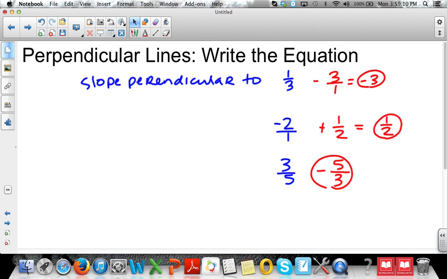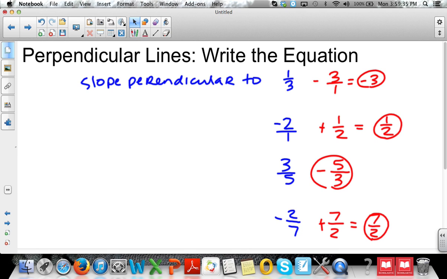Let's do one more. Let's say -2/7. The reciprocal part means flip it over, and then the negative part really means change the sign. So it's going to be a +7/2 now.